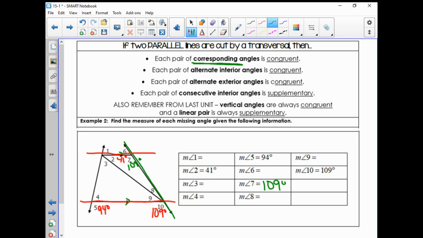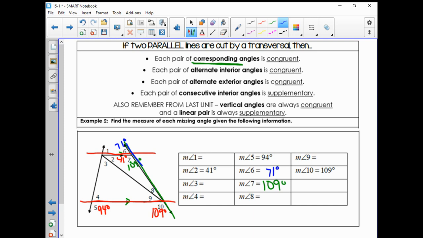A couple other things that gives us is angle 6. Angle 6 right here will just be supplementary. It's a linear pair with angle 7. So 180 subtract our 109 will give us 71 degrees for angle 6. Now we know that 8 and 9 add up to that 71 as well, but we're going to leave those alone for just a minute.